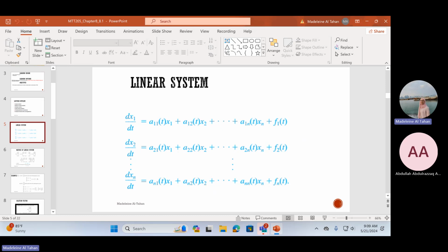What do you put? Yeah, so continue this one. Multiply by something and complete the matrix. Try to write the system in matrix form.